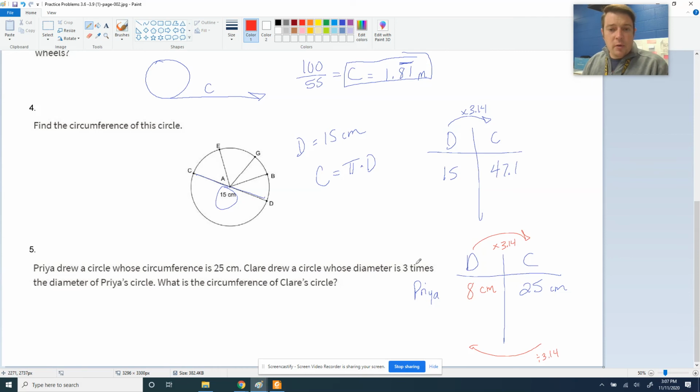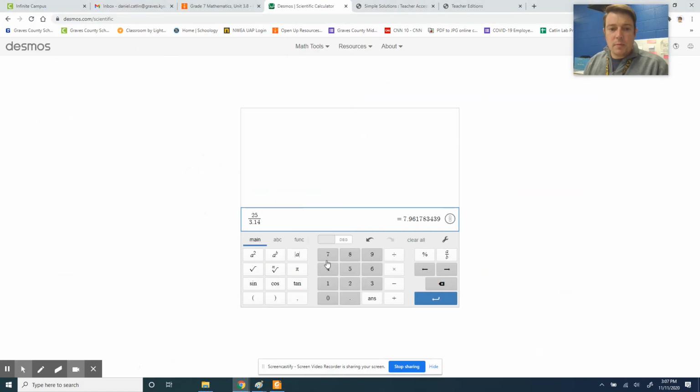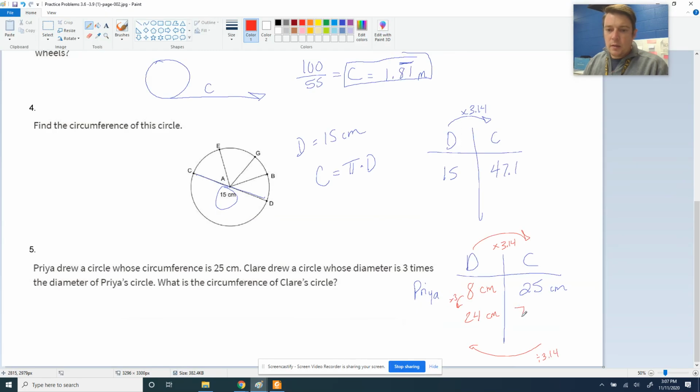Claire drew a circle whose diameter is 3 times the diameter of Priya's. So 3 times bigger would be about 24 centimeters, right? So we find the circumference of hers by multiplying 24 times pi. 24 times 3.14 would be about 75.4, roughly 75.4. So let's go back to this, 75.4. Now we also could have done that by just multiplying 25 times 3 because this is a proportional relationship.